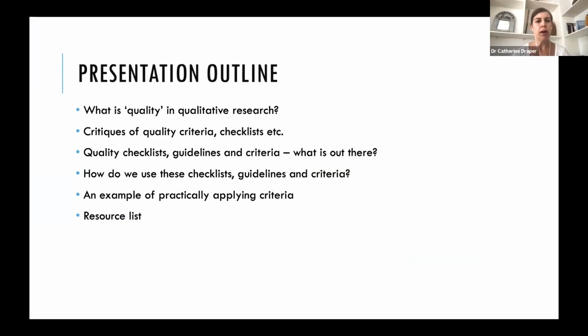So just to give a brief outline of what I'm going to cover, firstly, what are we talking about when we say quality and qualitative research? I'll talk a little bit about some of the critiques of quality criteria, checklists, etc., and then go into what are some of the typical checklists, guidelines, and criteria that are used and promoted. So what is out there, and then how do we actually use these in our research?